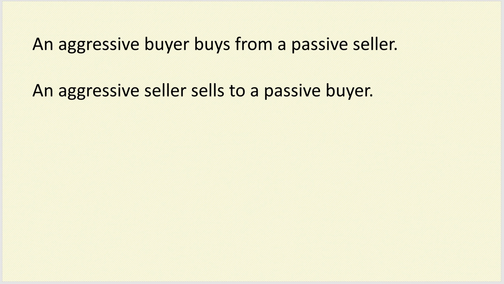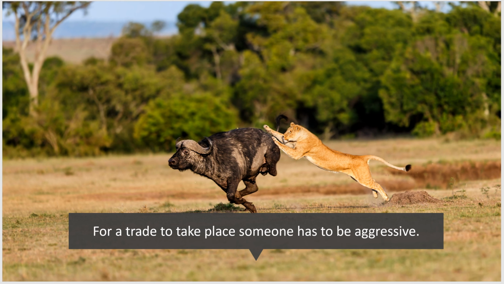An aggressive buyer buys from a passive seller. An aggressive seller sells to a passive buyer. And remember, for a trade to take place, someone has to be aggressive. Okay, if the lion wants to eat, he's got to get aggressive. He's got to get up off his butt and go eat that carabao. He has to go and attack, right? And that's the same thing in trading. If a trader wants to get into the market, he's got to be aggressive. He's got to put on a trade. He's got to lift the offer or hit the bid.